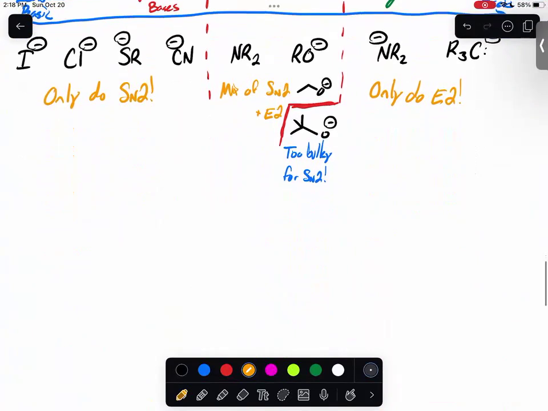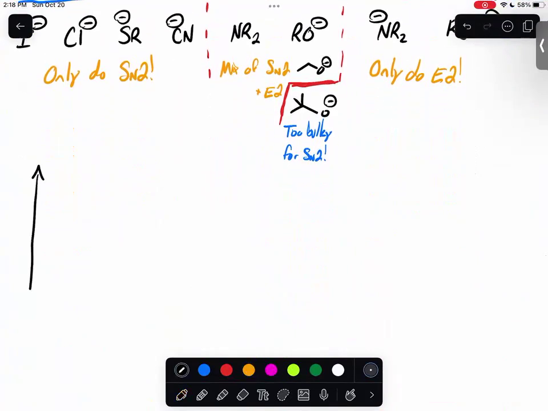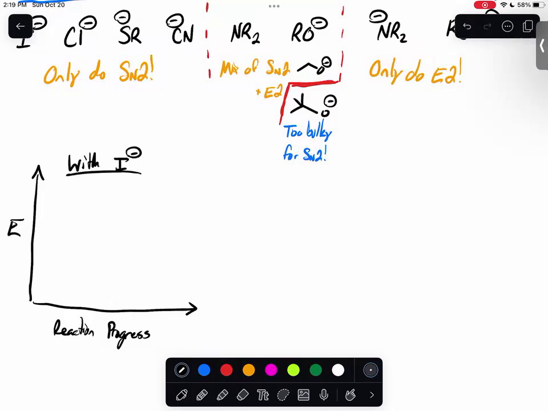If we're thinking about the energy of a reaction with, let's say, iodide, right? So we'll do, make sure to label this. This is with I minus. And we'll do a blue trace here for if we were doing SN2, and we will do a red trace here for if we were doing E2. So we know that iodide is not basic, right? Which means that even though both of these will start at the same reactant level, they actually end up with very different levels of their final product energy.